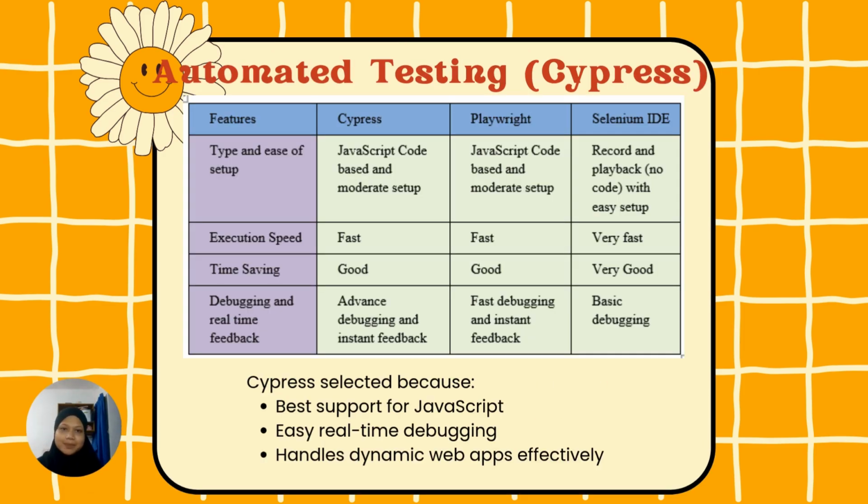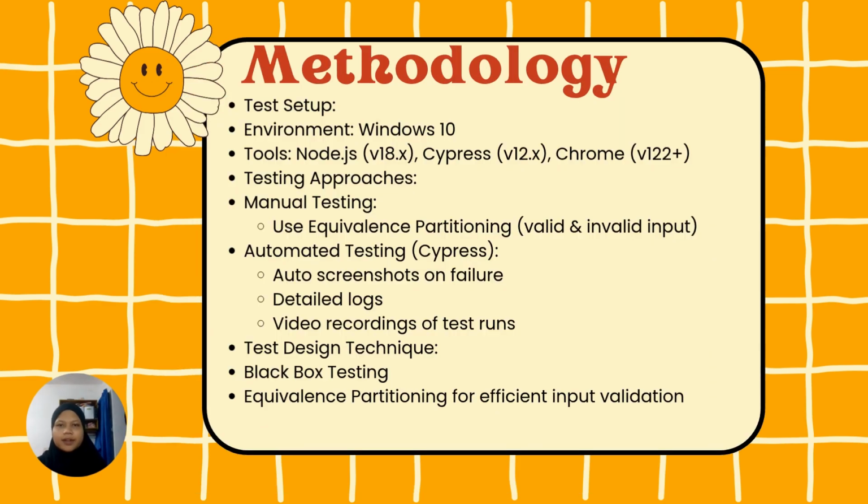We compare Cypress, Playwright, and Selenium IDE for automated testing. While all offer fast execution, Cypress stood out for its strong JavaScript support, advanced real-time debugging, and ability to handle dynamic web apps. Unlike Selenium IDE, which is no-code but limited, Cypress provides more control and better feedback, making it the best choice for our system. Okay, right now we go to the methodology.